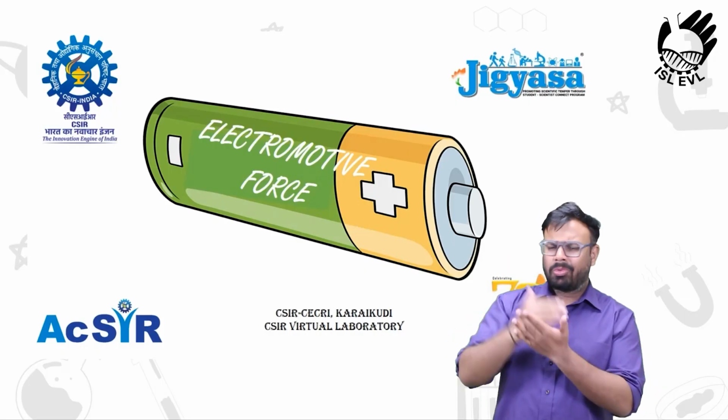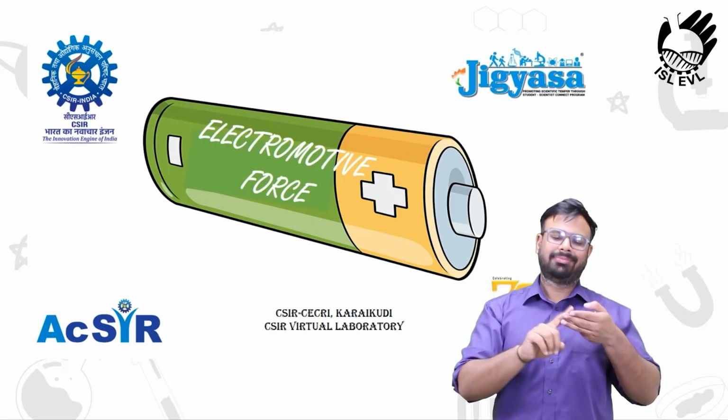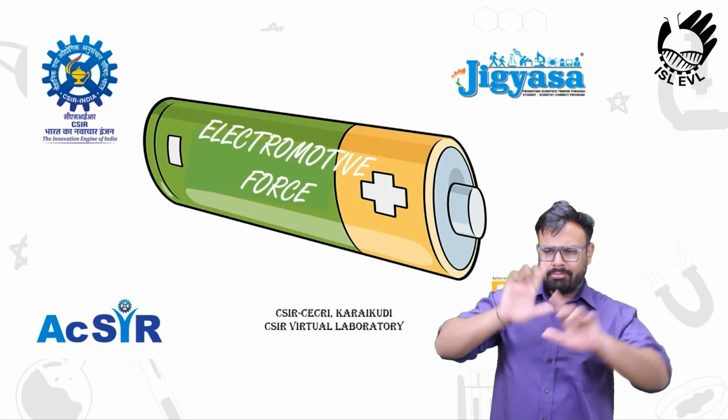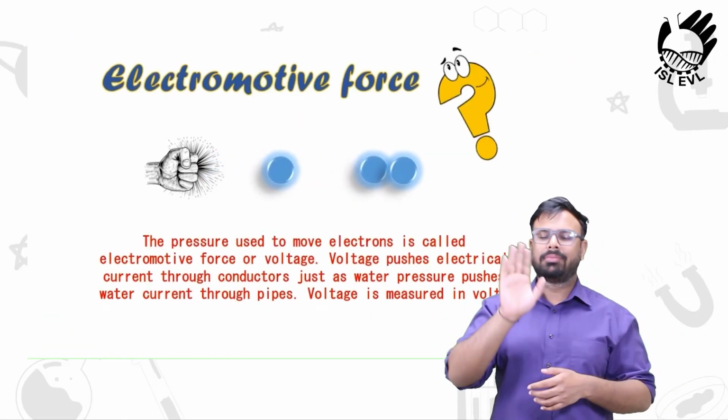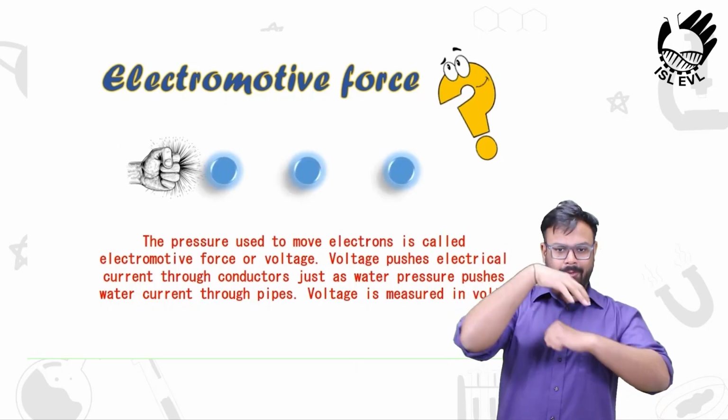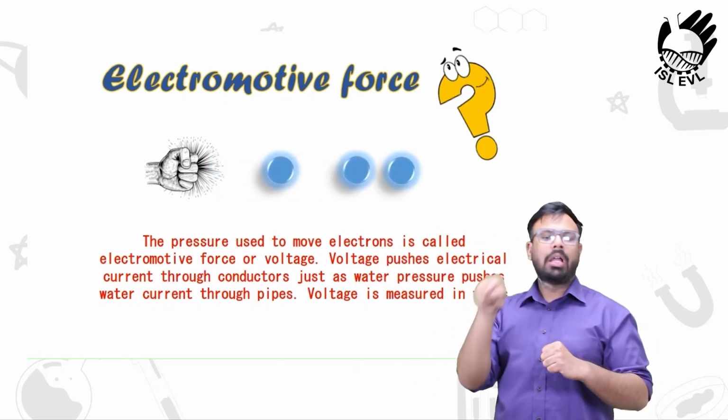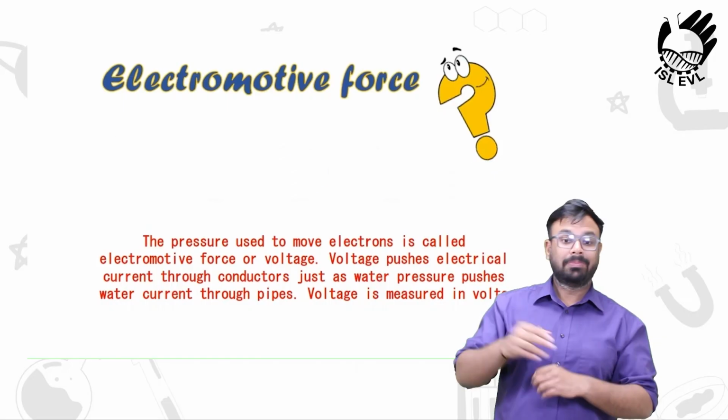As a part of the societal program, here we are presenting an animated video on electromotive force. What is electromotive force? Electromotive force or voltage is used to push electrons from one point to another point. It is also known as EMF. Voltage is measured in volts.